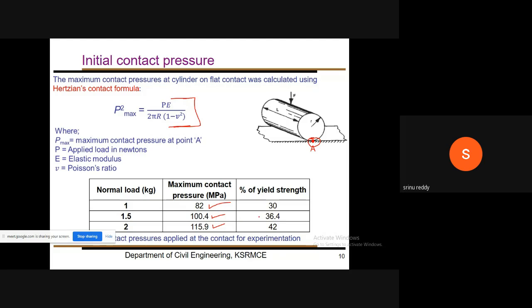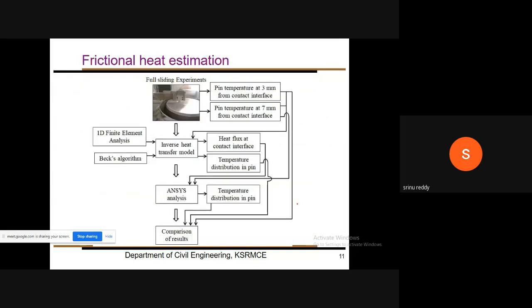If you compare with the yield strength, for all the experimental conditions we have considered, it is less than 50% of the yield strength. So it is safe. It is not equal to the yield strength of the material. So all the experimental conditions we have considered are under the elastic limit.